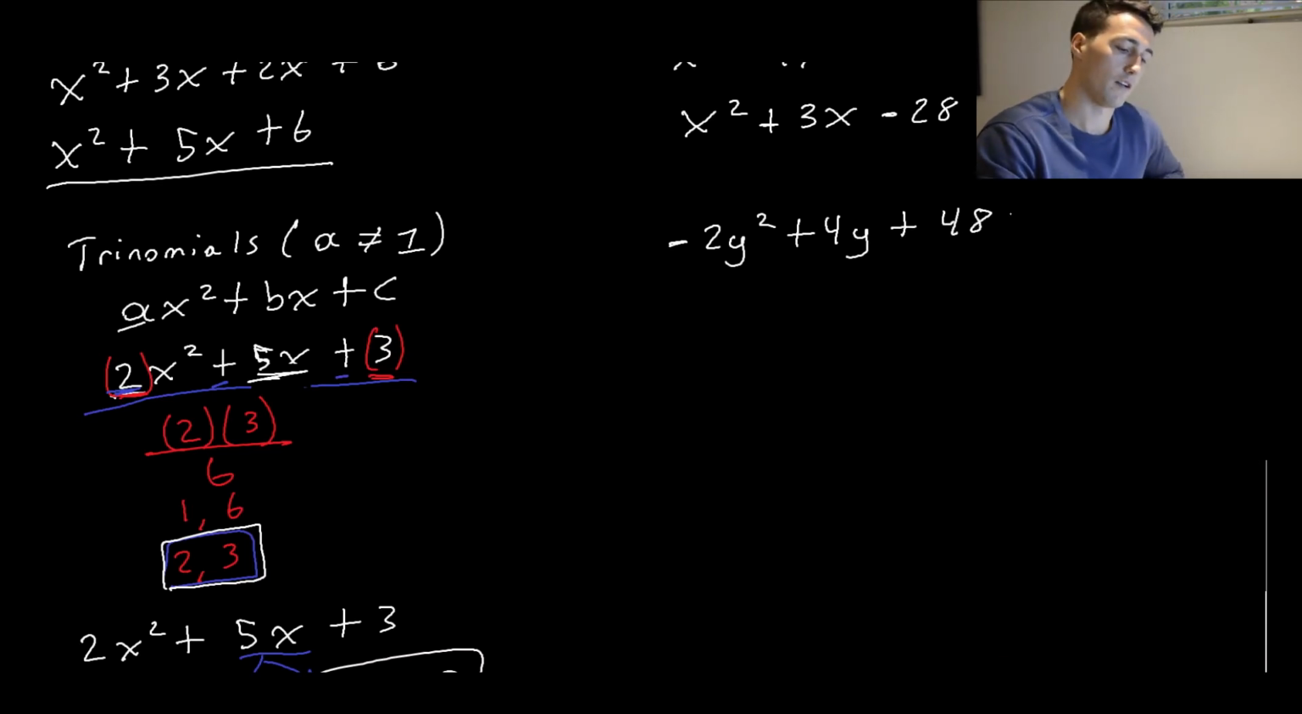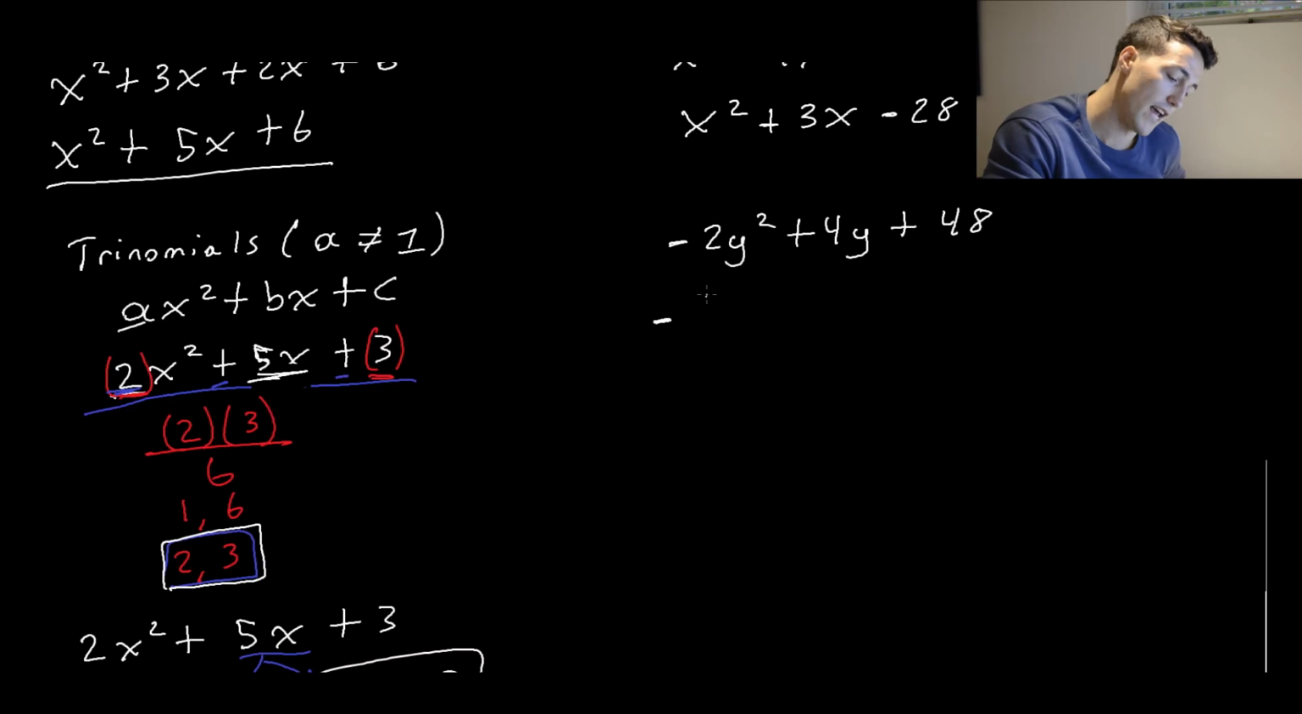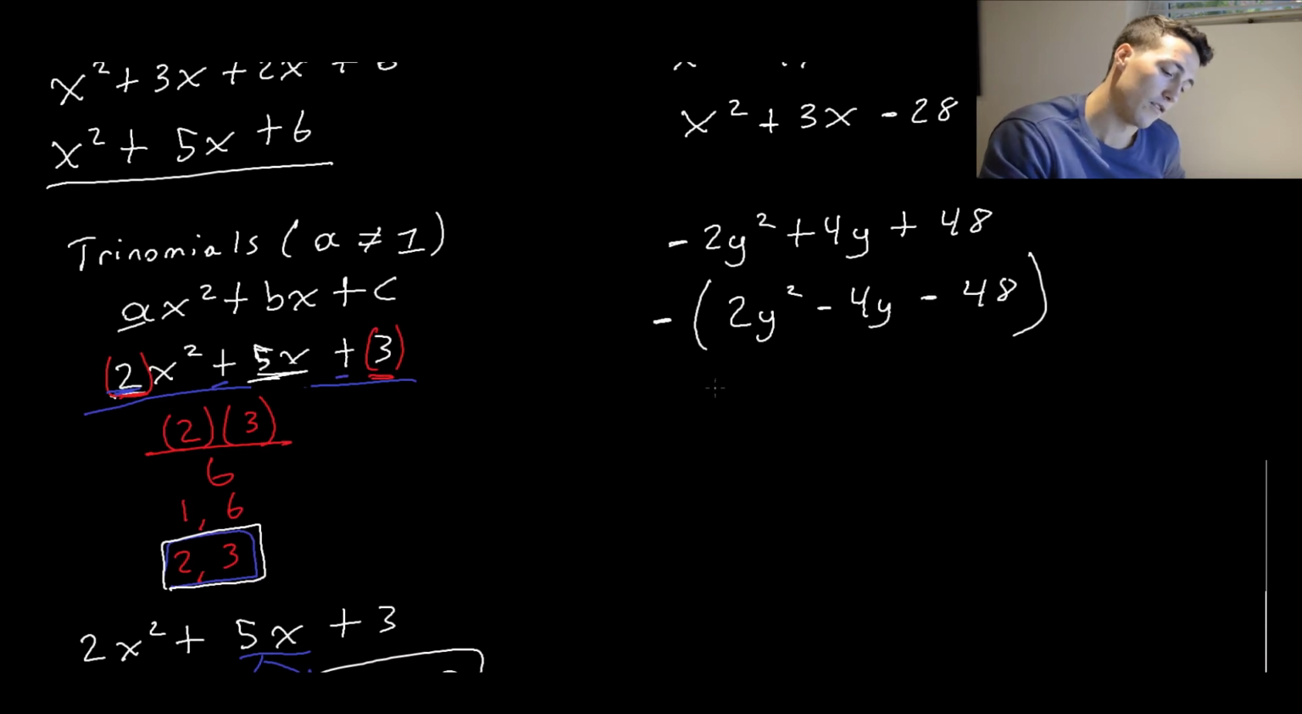So here, seeing that this negative is out front, I'm going to factor out the negative. So I'm going to write negative on the outside of this bracket, and I'm going to do 2y squared minus 4y minus 48. The reason I did that was to get this first term to be positive. It just makes it a little bit easier, and we're just going to keep this negative on the outside.